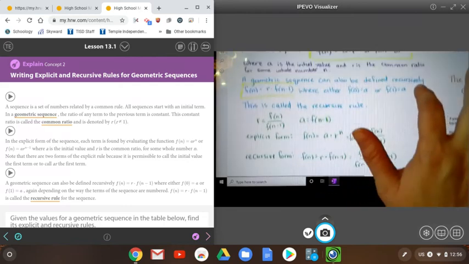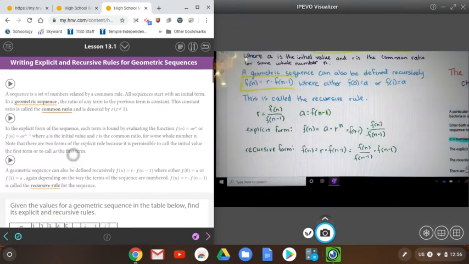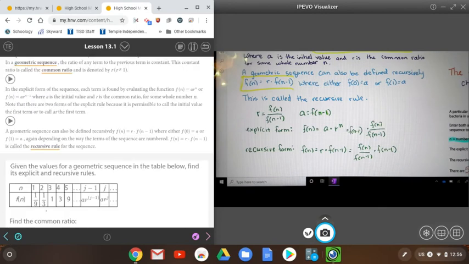A geometric sequence can also be defined recursively. F of n equals r times f of n minus 1, where f of 0 is equal to a or f of 1 is equal to a, again depending on the way the terms of the sequence are numbered. F of n equals r times f of n minus 1 is called the recursive rule for the sequence.